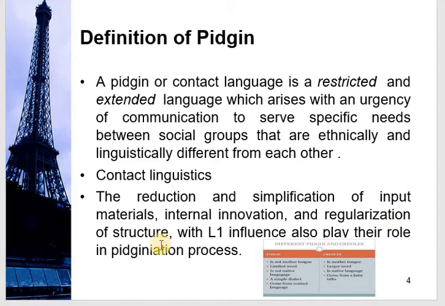And regularization of structure. Its structure is organized, uniform, with L1 influence also playing its role in the pidginization process. Mother tongue influence is so dominating in Pidgin.